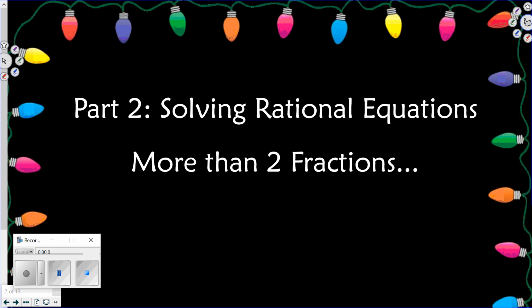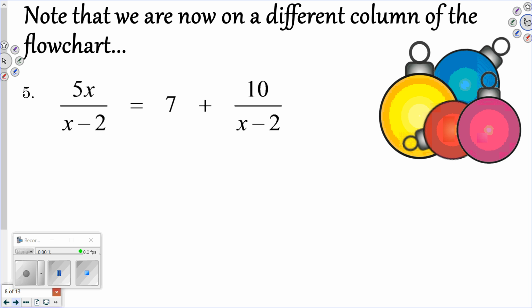All right, guys, so for today, we are still solving, but we are looking at what happens when you have more than just fraction equals fraction. You're going to have some extra stuff going on, okay? So note that you're on a different column of that flow chart that I gave you. Your red paper, we're now on the next column that says more than two fractions.